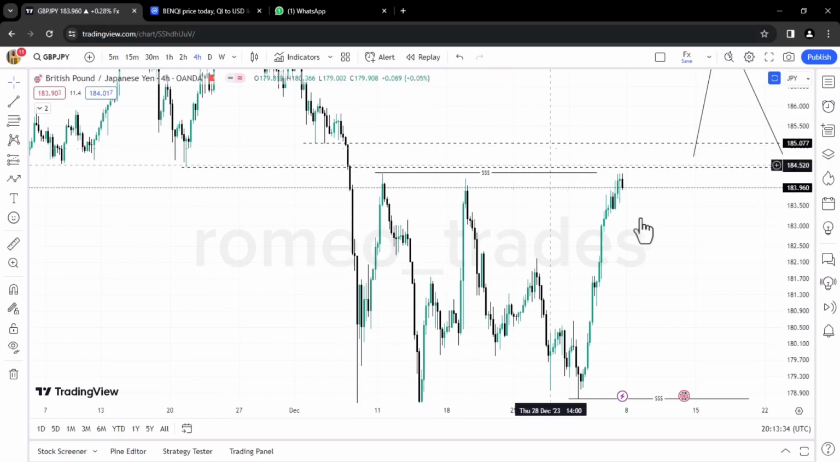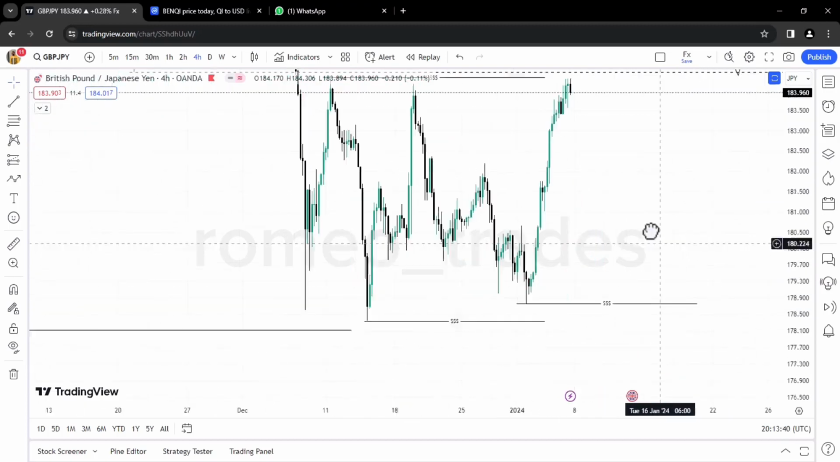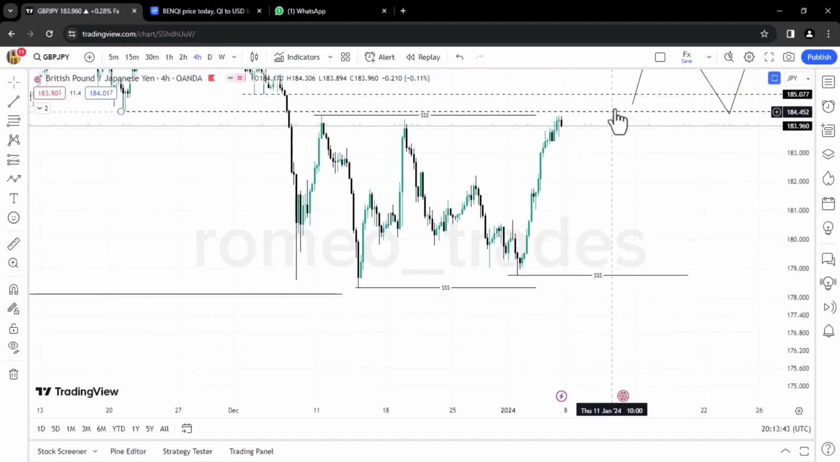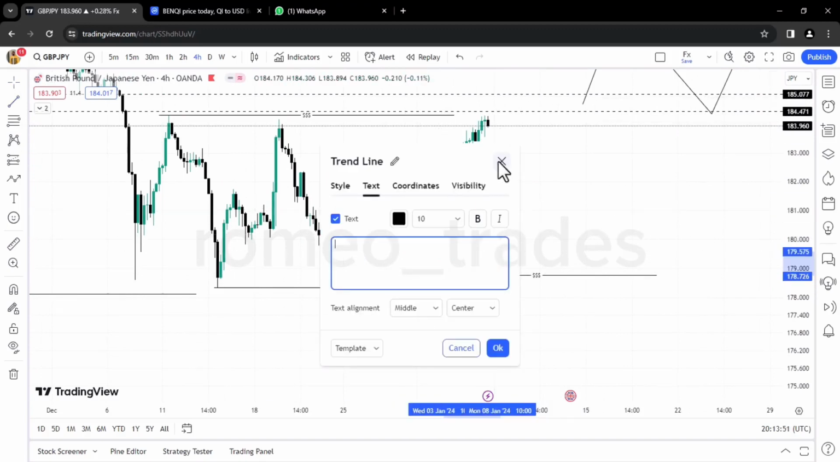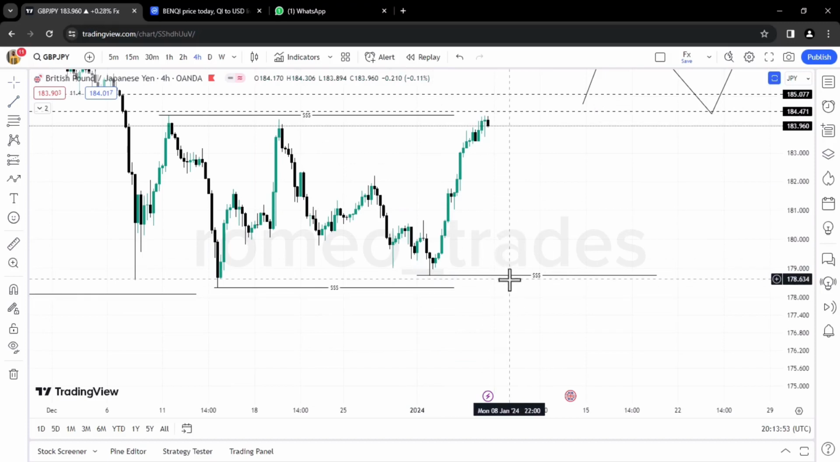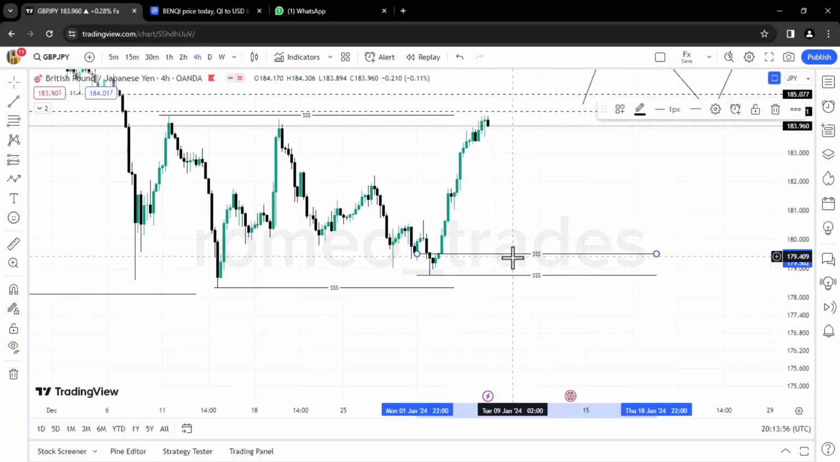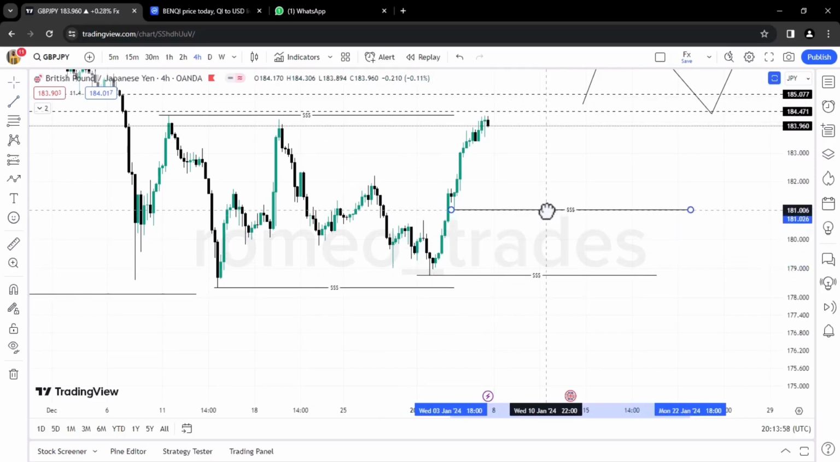resting above this zone. I'm expecting price to clear out this liquidity resting here before we see a sell downwards. Once we get a confirmation, firstly I'm targeting here. There's equally a low somewhere here you could target. There's a low here you could target. Look at this low.